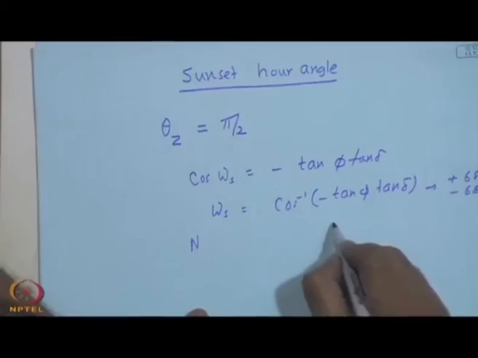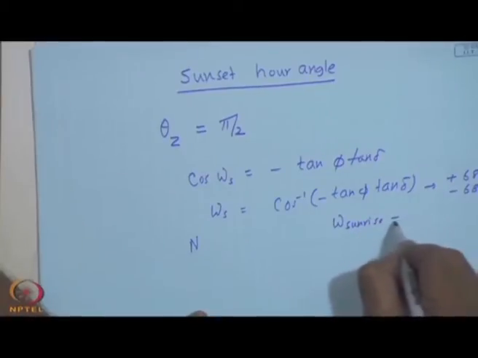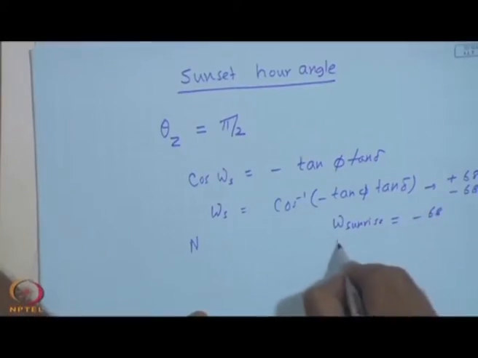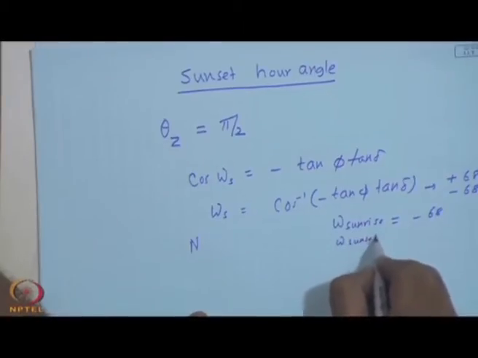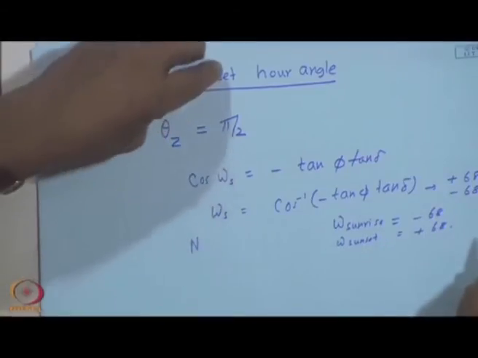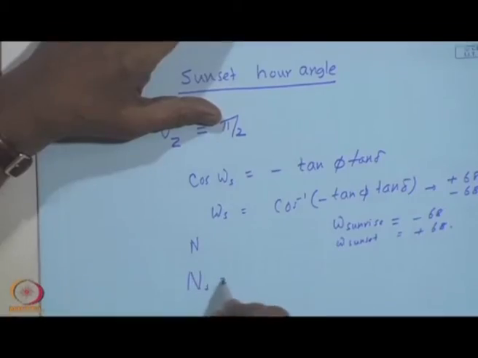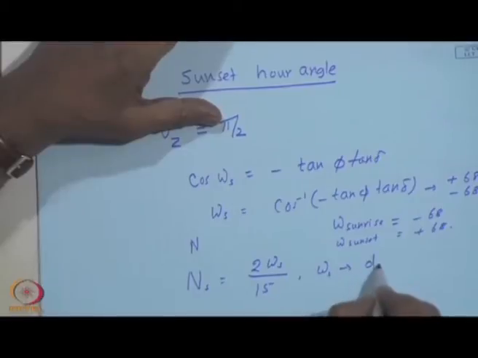By our notation, omega sunrise should be minus 68, omega sunset to be plus 68. That is the reason why we give the terminology as sunset hour angle rather than the sunrise hour angle. So, that omega s, a positive number that I take, is the sunset hour angle. Then the number of hours of sunshine n s will be twice omega s by 15 when omega s is in degrees.